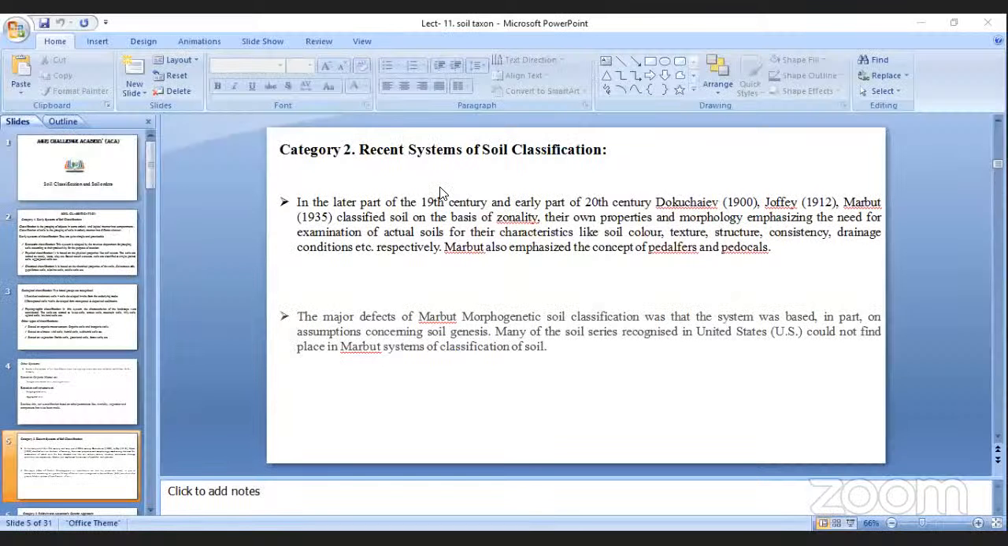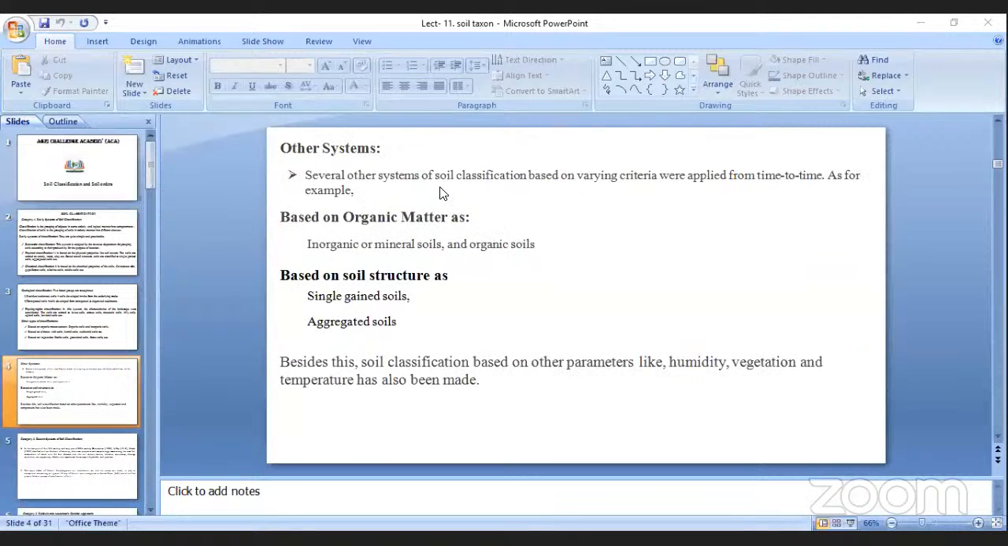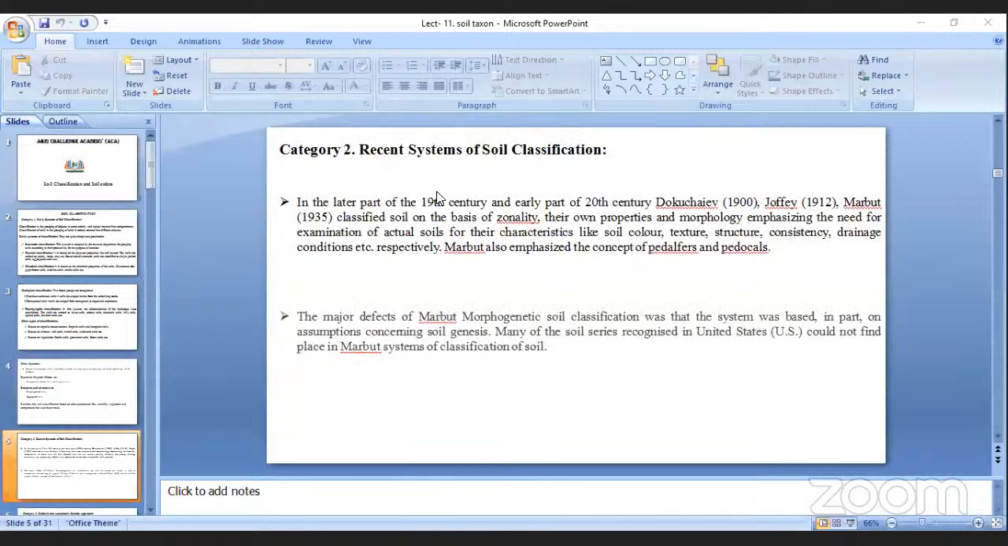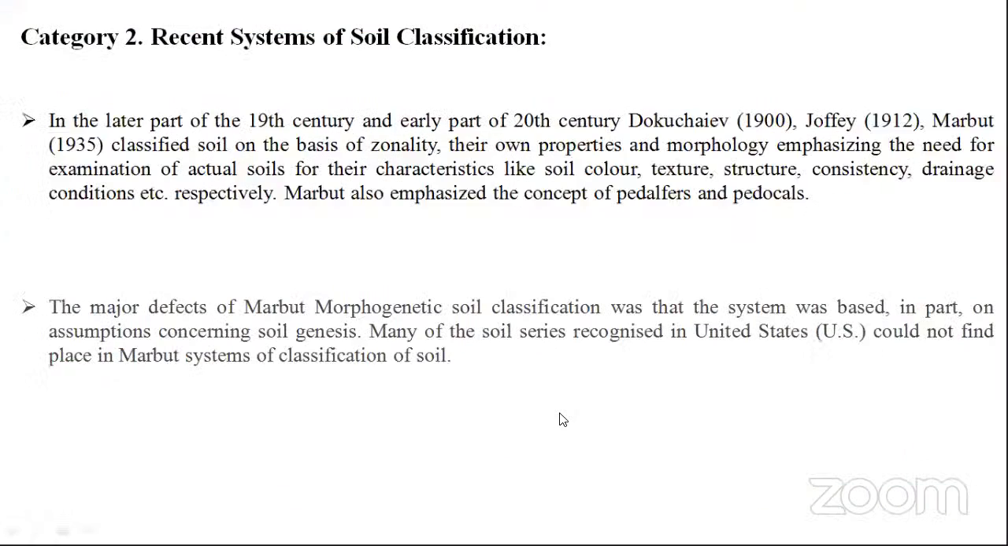So where we have missed, I think we have missed here: the reason system of soil classification. Yes, sir, Marbut's morphogeny. Yeah, we are in Marbut. Marbut came with some sort of classification with a lot of defects, but today we will see what their contribution to the soil taxonomy is.